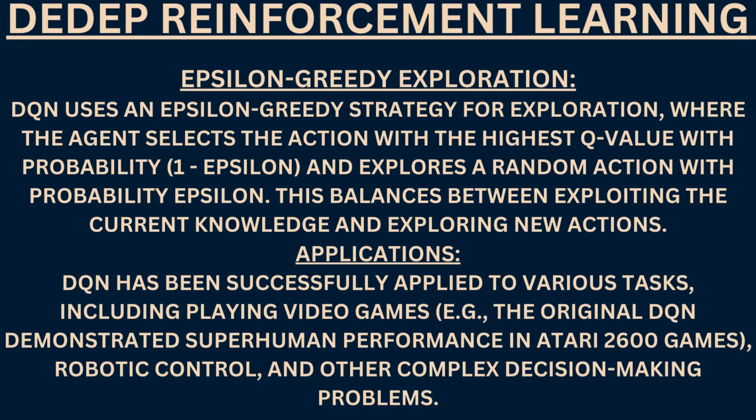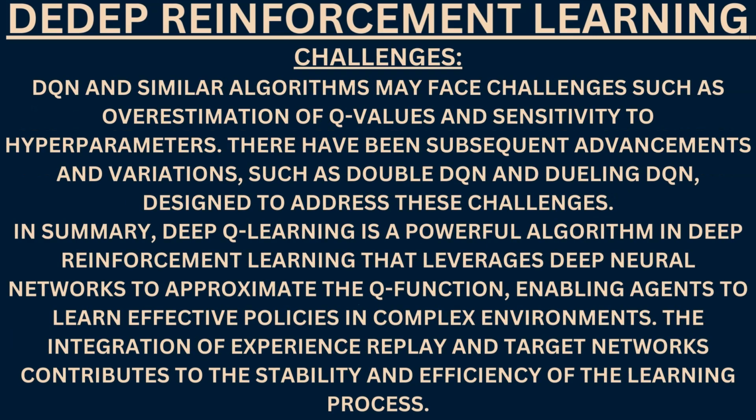DQN has been successfully applied to various tasks, including playing video games. That is, the original DQN demonstrated superhuman performance in Atari 2600 games, robotic control, and other complex decision-making problems. Challenges. DQN and similar algorithms may face challenges such as overestimation of Q values and sensitivity to hyperparameters. There have been subsequent advancements and variations, such as double DQN and dueling DQN, designed to address these challenges.